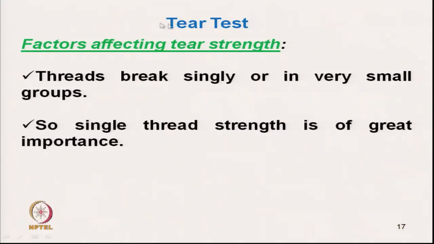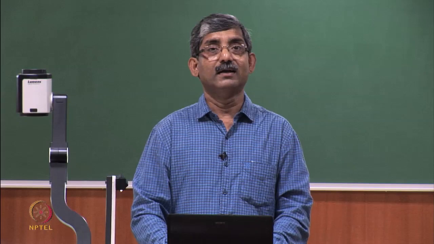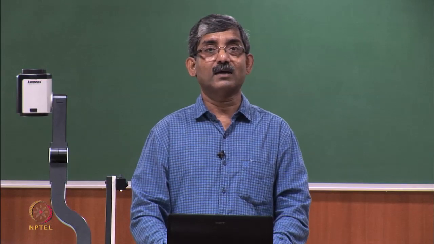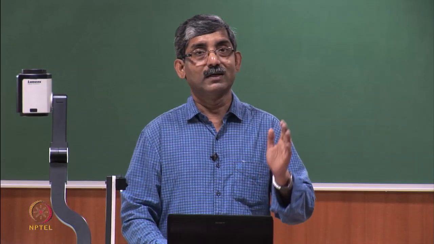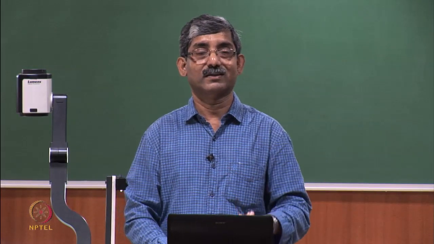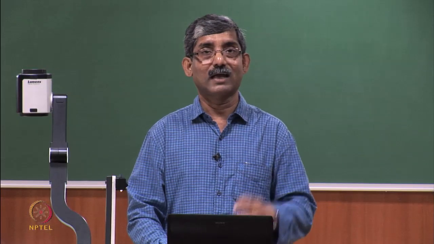So, single thread strength is of great importance. Single thread strength is definitely important, but this is actually showing up in the tear strength. And in loose fabric structure, grouping of threads occurs, resulting in higher tear strength. So, loose fabric structure, as I have already explained. What are the other factors? A fabric with smooth yarn, with a yarn of lower friction like gray yarn, will have higher tear strength, because any factor which allows the yarns to slide and form groups will increase the tear strength. High set fabric reduces the thread movement, so tear strength drops considerably. So, if we increase the ends per inch, picks per inch, tear strength will drop.